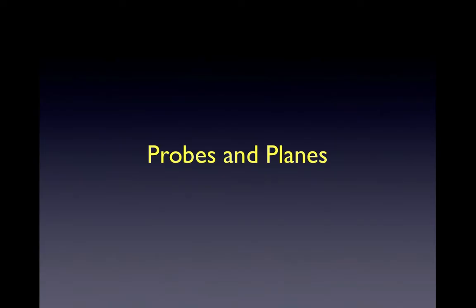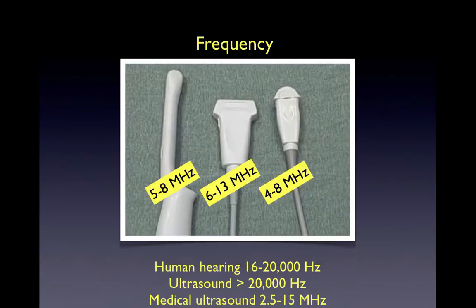Let's move on to a brief discussion of probes and planes. Next, let's discuss frequency. When we talk about frequency, we talk about units of hertz. The frequency of sound of human hearing is 16 to 20,000 hertz. By definition, ultrasound is greater than 20,000 hertz. When we're talking about the medical application of ultrasound, we're talking of the range 2.5 to 15 megahertz.